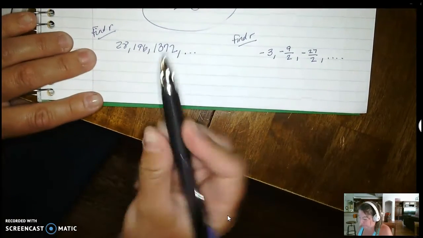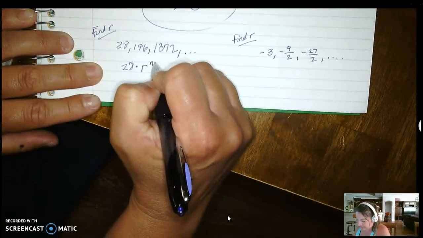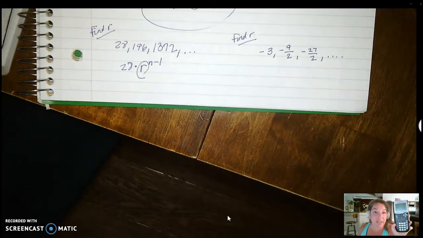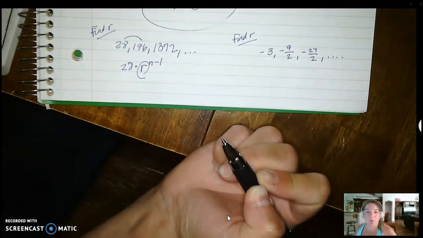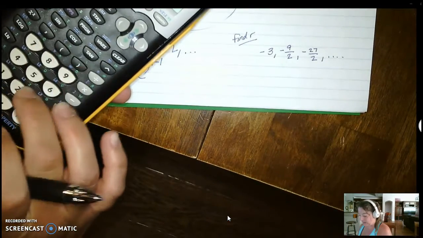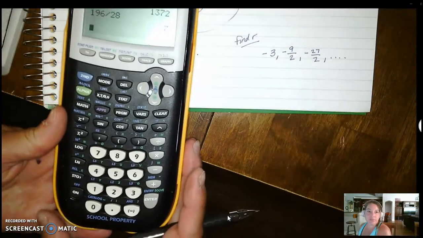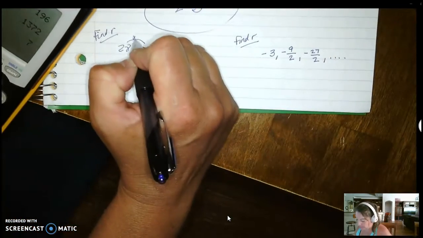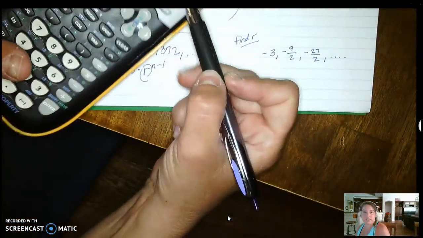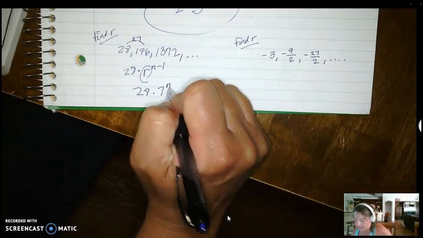Okay, so this one, for example, if you had to write the equation, you would put 28 times R to the n minus 1, but you've got to figure out what R is. And so the easiest thing to do is just pick up your calculator. If you want to do 28 times what is 196, you would do 196 divided by 28, and it gives you a 7. So it must be 28 times 7. Okay? And then you can check 196 times 7. Yep, 1372. There it is. So you know this is 28 times 7 to the n minus 1.